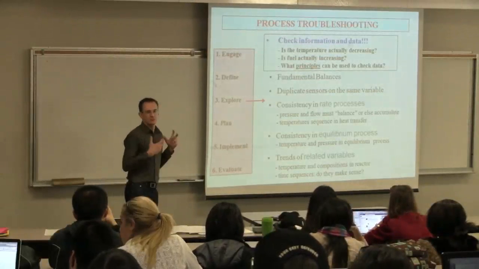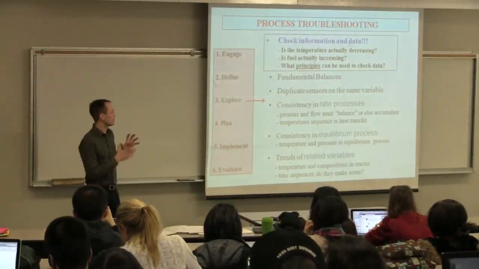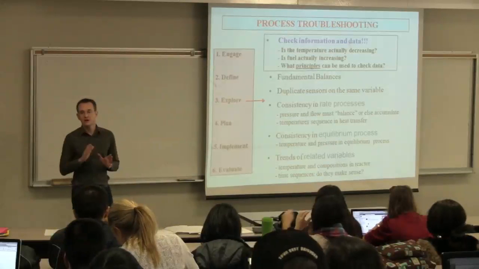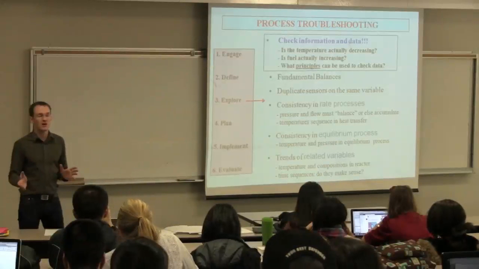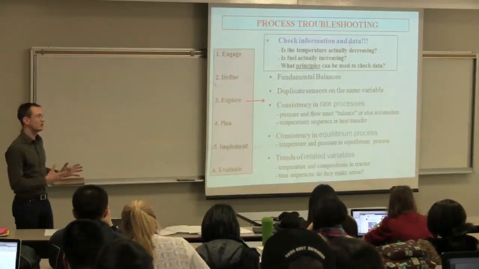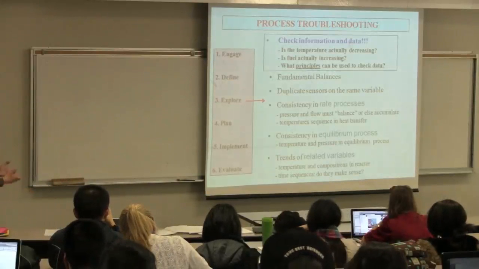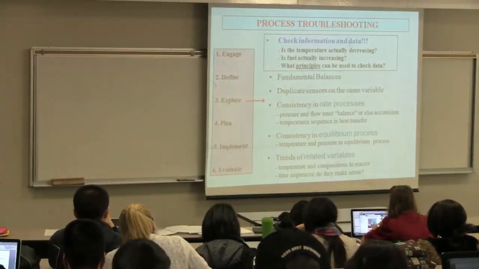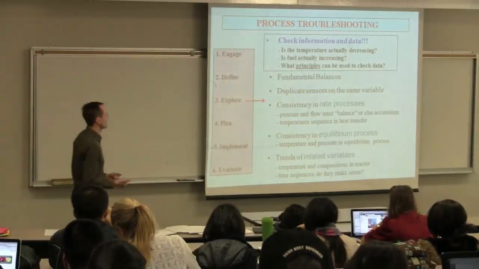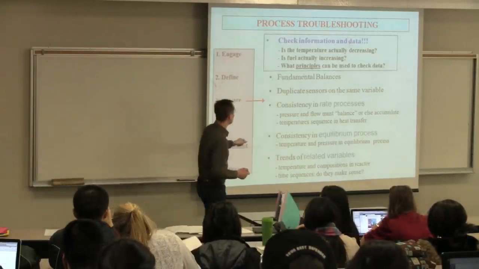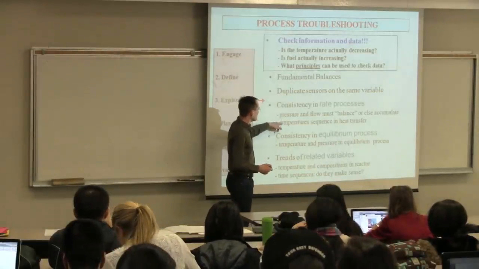I must balance my flows. So across an entire flow sheet, flow in must match flow out at steady state. If I don't see that, I know that I'm accumulating flow somewhere. If I don't see pressure being balanced, I know that pressure is accumulating somewhere. So you can check for consistency that way and rule out possible causes.